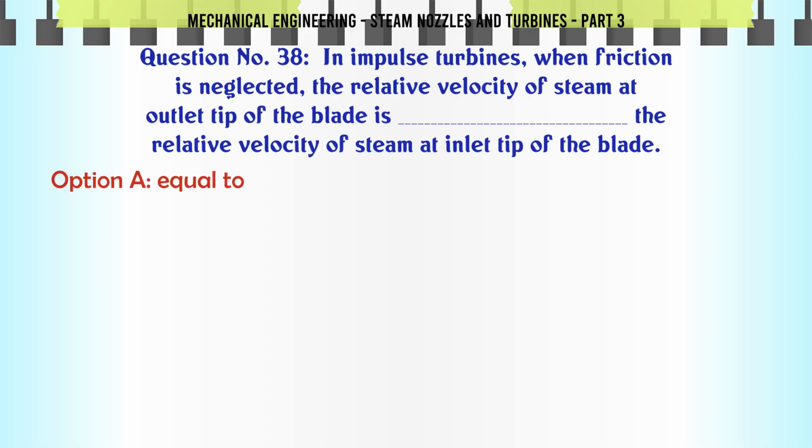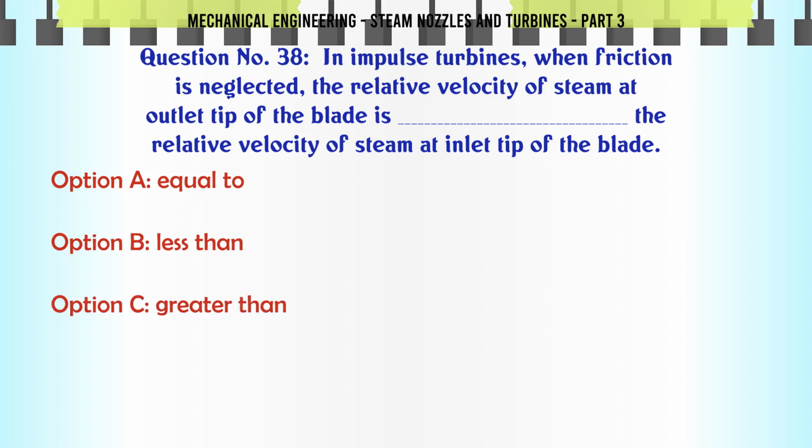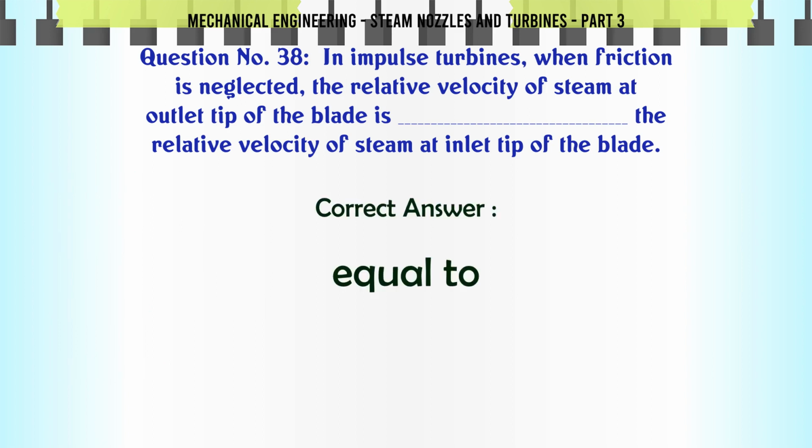In impulse turbines, when friction is neglected, the relative velocity of steam at outlet tip of the blade is the relative velocity of steam at inlet tip of the blade. A. Equal to. B. Less than. C. Greater than. The correct answer is equal to.